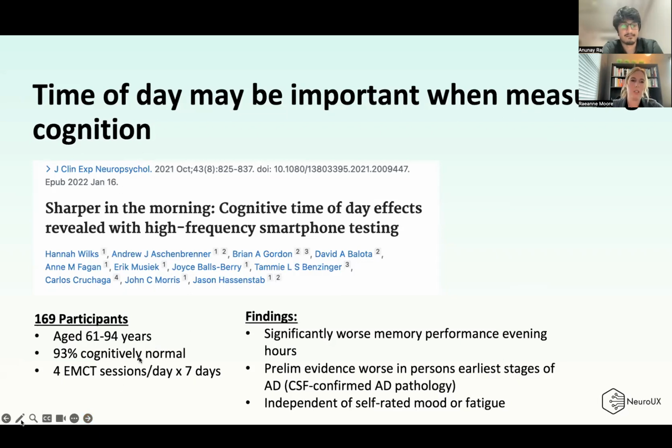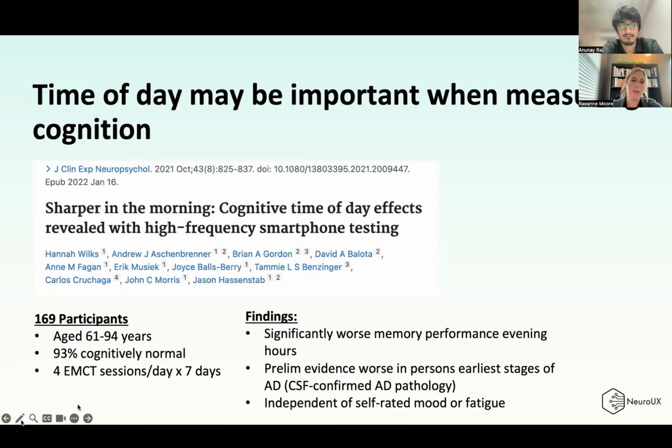So this was a nice study where 169 participants who are older adults, aged 61 to 94, completed 4 ecological momentary cognitive testing sessions for 7 days. And they found that in this sample, they had significantly worse memory performance in the evening hours versus the morning hours, which would be expected. But interestingly, there was some preliminary evidence that this worsening in the evening was worse in persons at the earliest stages of Alzheimer's disease. This was confirmed by CSF, confirmed AD pathology. And these findings were independent of self-rated mood or fatigue.